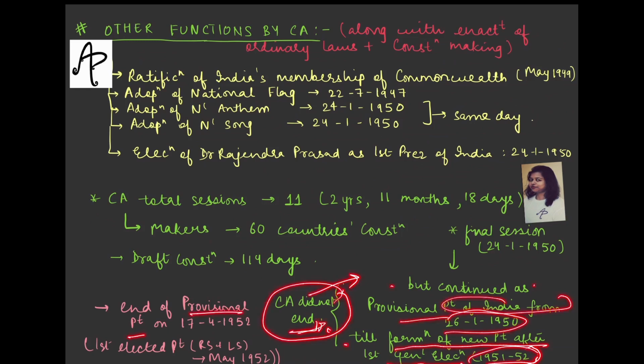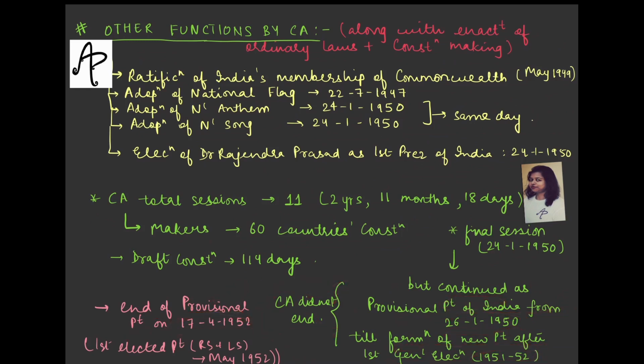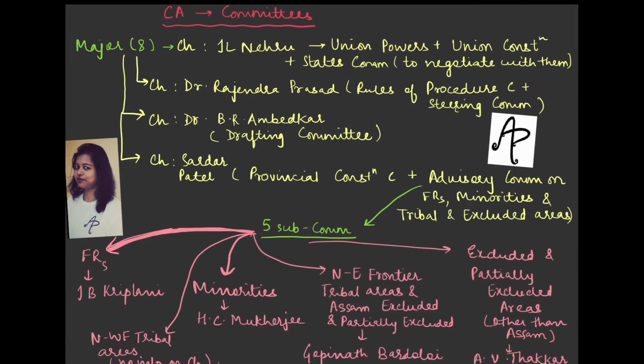End of provisional parliament. Provisional is something temporary, you can say. So end of provisional parliament happened on 17th of April 1952, and the first elected parliament, which is now your Lok Sabha plus Rajya Sabha, sat in May 1952. Okay, so these are all the important timelines that you should remember.